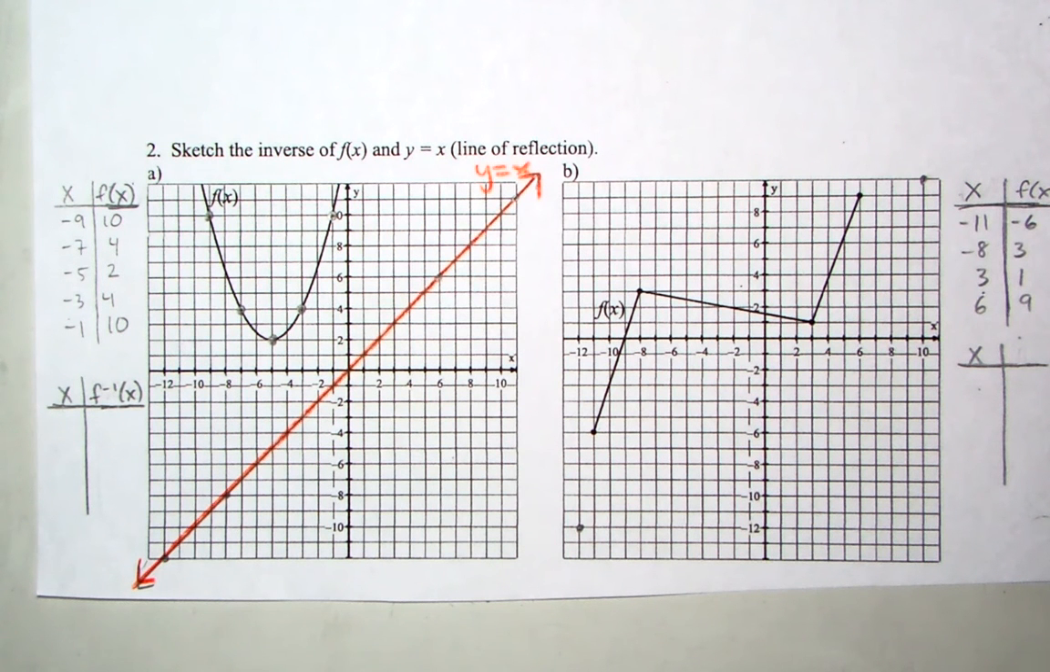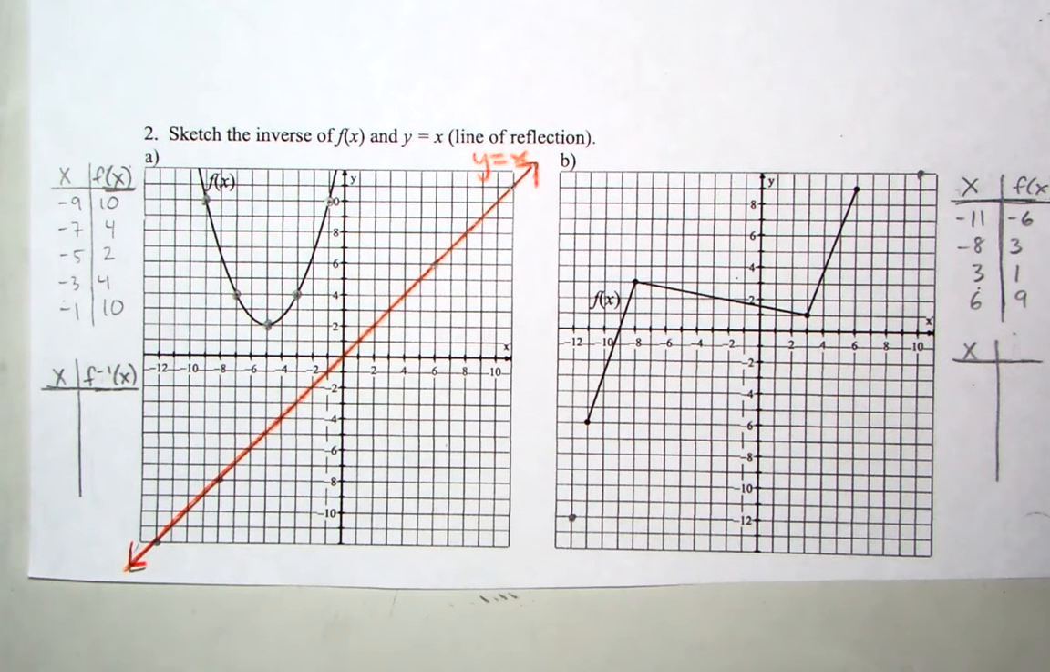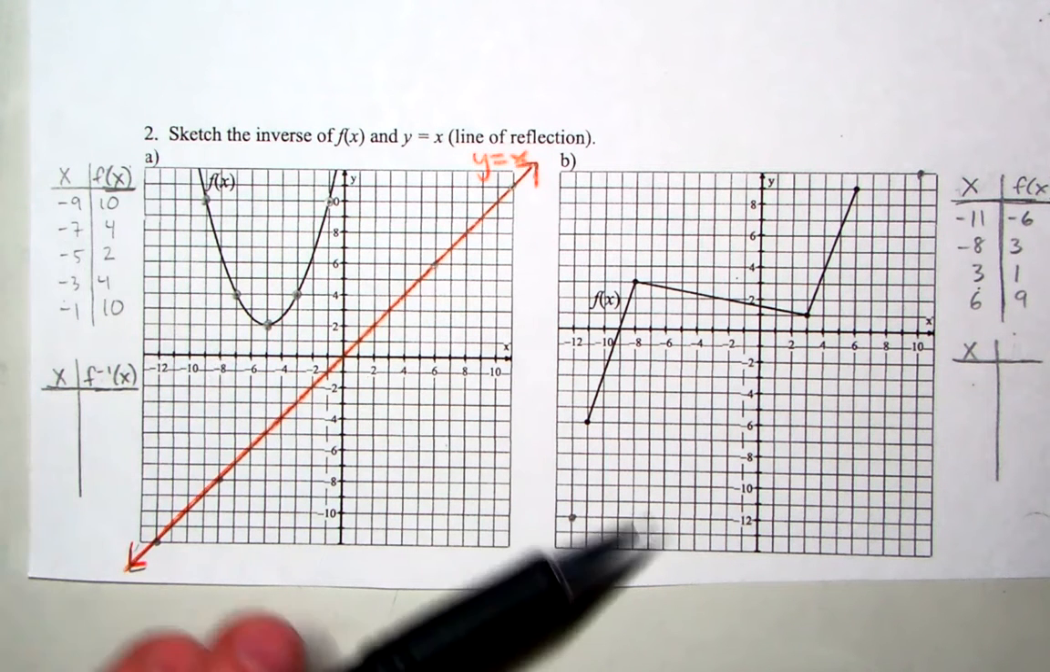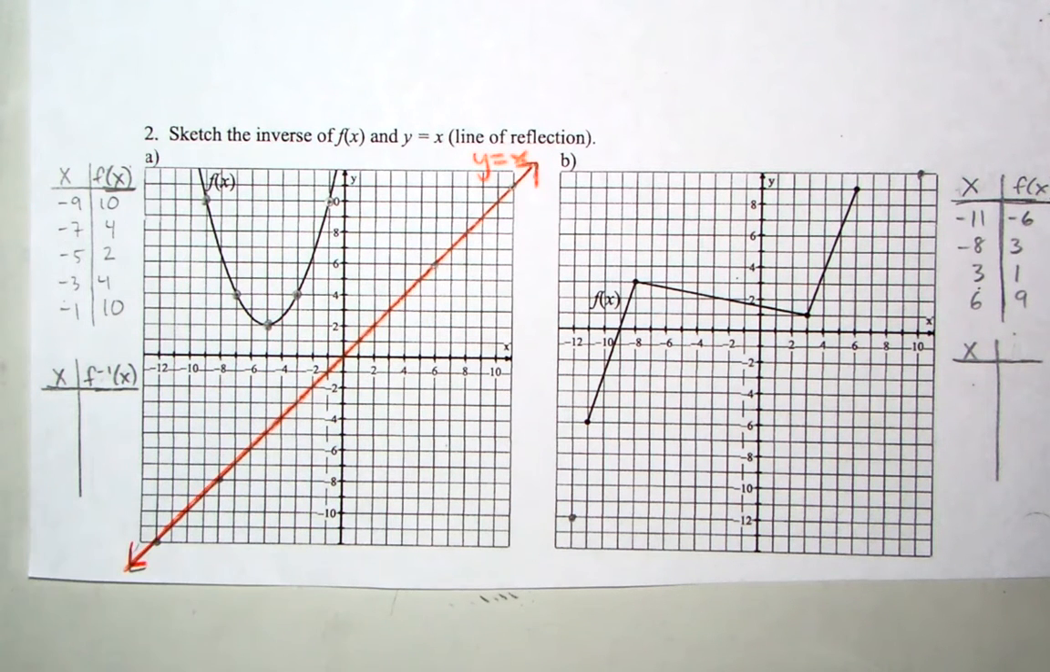In this video, I will show you how to graph inverses. So in this particular example here, on number 2, we're going to sketch the inverse of f of x and the line of reflection y equals x. When we're done, we'll see that this parabola's inverse will be as if it was reflected across this line here, y equals x.